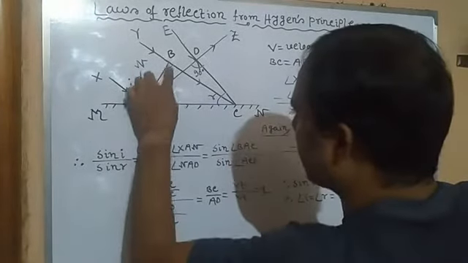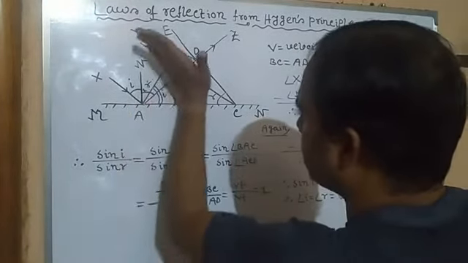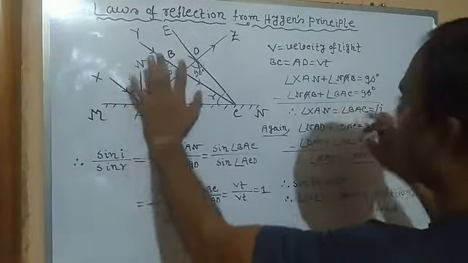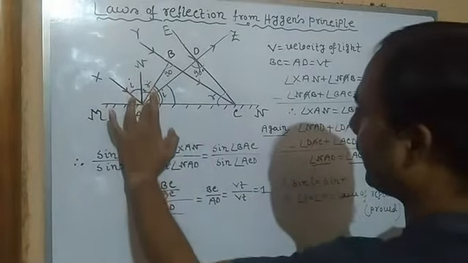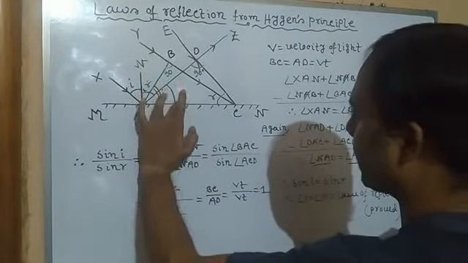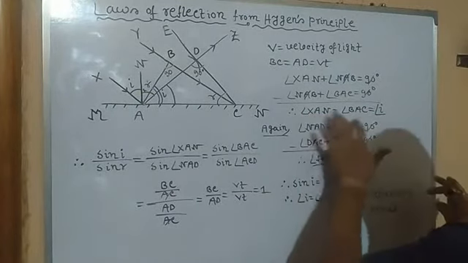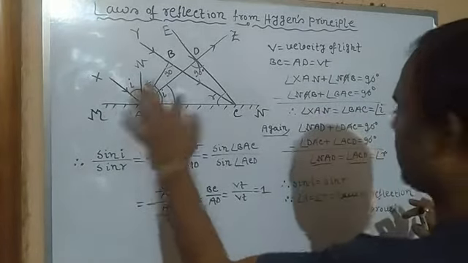This angle is 90 degrees since this is the wave front with the incident light. So this angle is 90 degrees. XAN plus NAB equals 90 degrees. Again NAB, this angle plus this angle is 90 degrees because the total angle is 90 degrees. NAB cancels, 90 degrees cancels. XAN equals BAC. This is the angle of incidence.